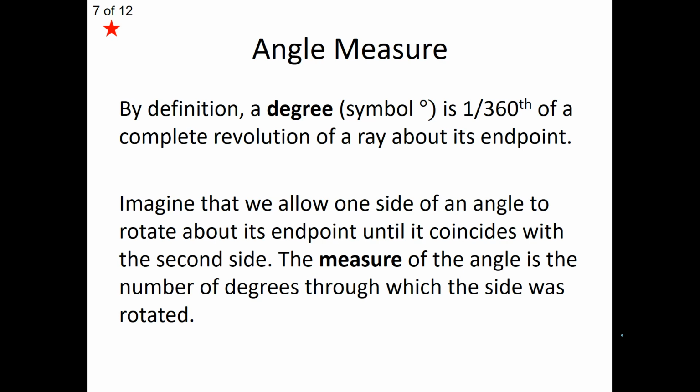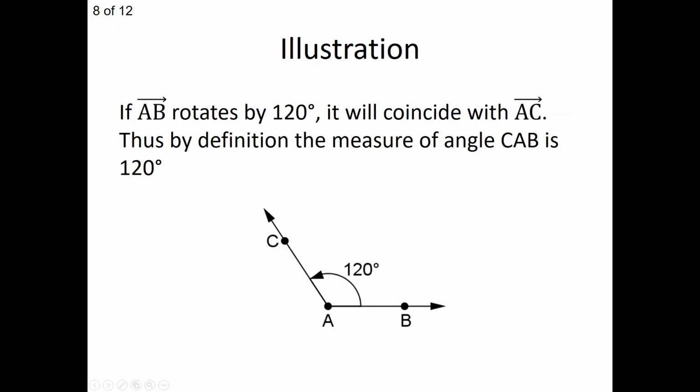So let's take a look at an example of an angle measure. Here's an illustration of a ray sweeping from one to another. So we have ray AB sweeping over to ray AC. Again, the count is how many of those little degree slices it moved. If we say that it took 120 of those degree slices, then we, by definition, can say that this angle CBA has a degree measure of 120 degrees.